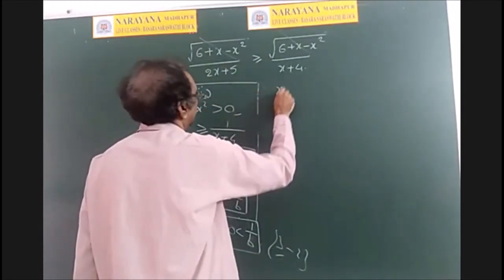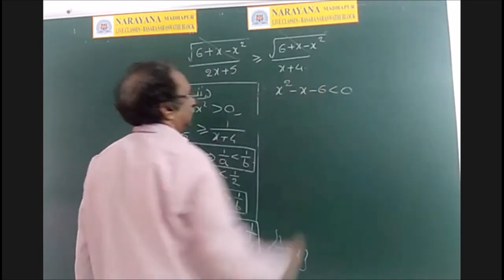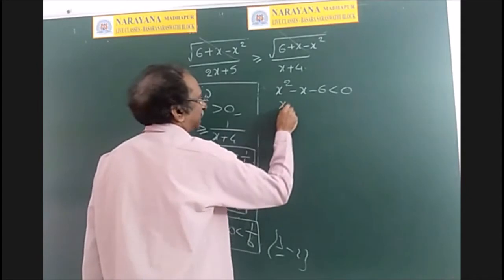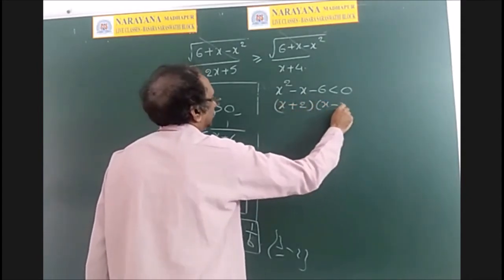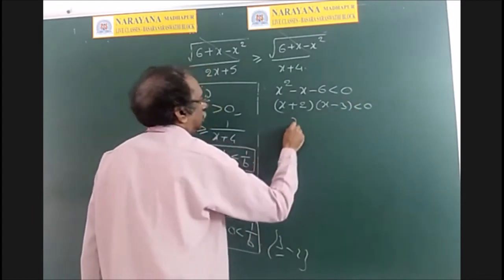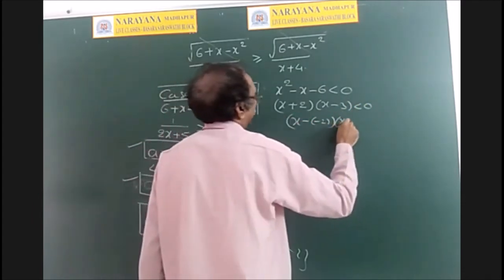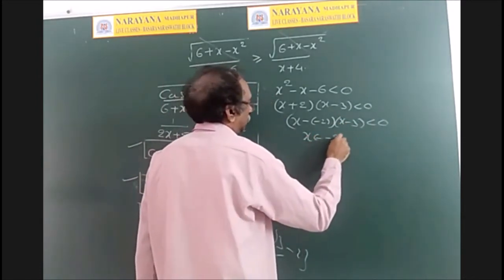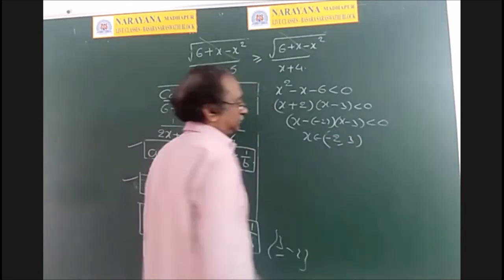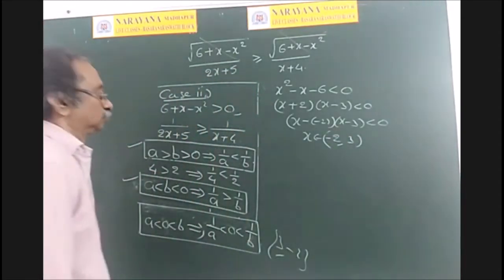So multiply again with minus: x square minus x less than 0. And what are the factors? x plus 2 into x minus 3 less than 0, or x minus of minus 2 into x minus 3 less than 0. So x belongs to minus 2 comma 3. x belongs to the open interval minus 2 comma 3.